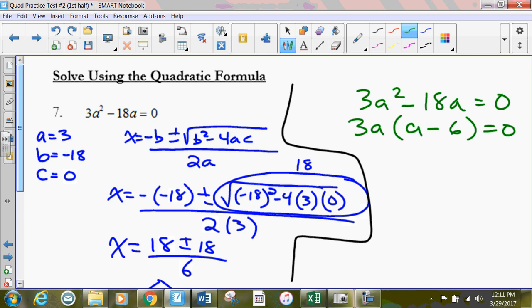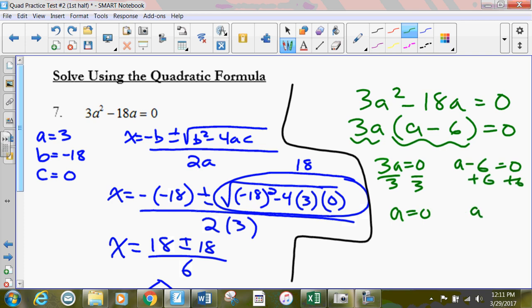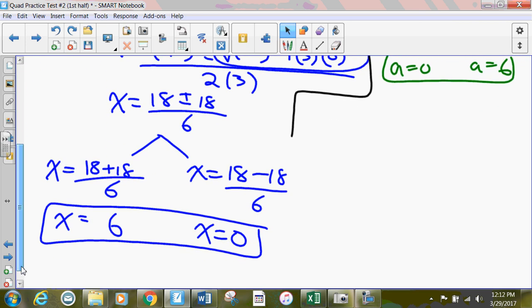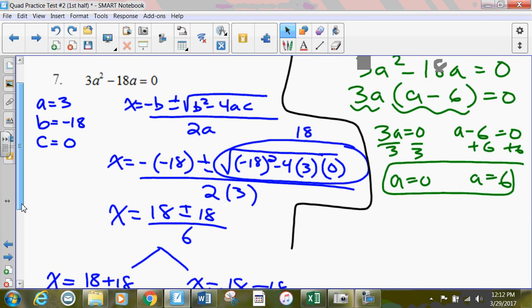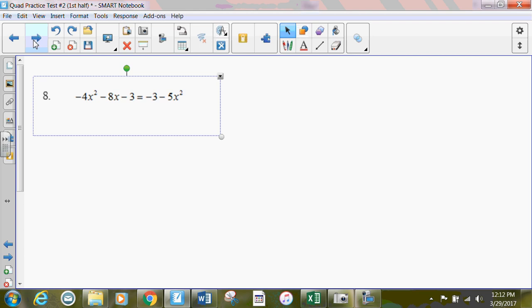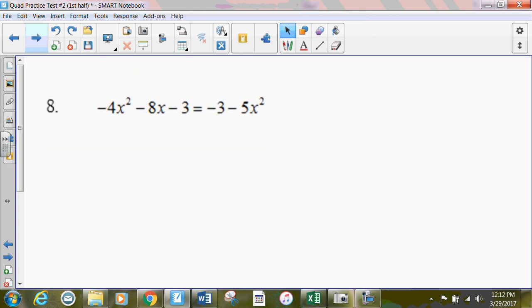And the reason why I do this is because I have something times something equals 0, which is great because then I know, hey, either 3a is the one that is equal to 0 or a minus 6 is the one that's equal to 0. And if I solve this, I get a equals 0. And if I solve this, I get a equals 6. Same answers, just a lot faster. So if you are clever enough on the test to notice that you can factor, I will still give you credit because there are 2, 3 problems or so where you can't factor, and you're going to have to show me that you know how to use the quadratic formula.